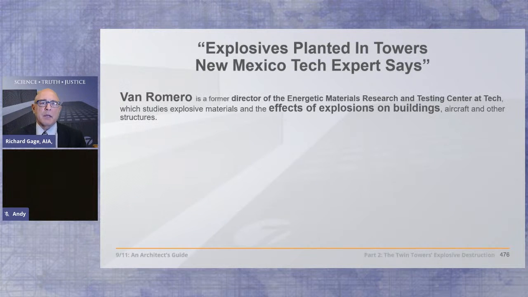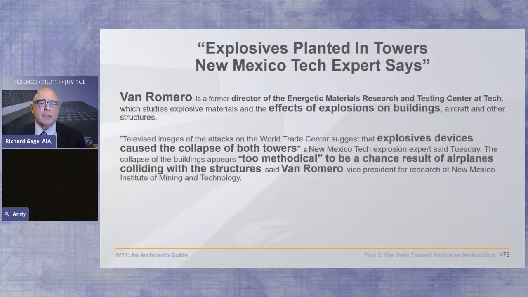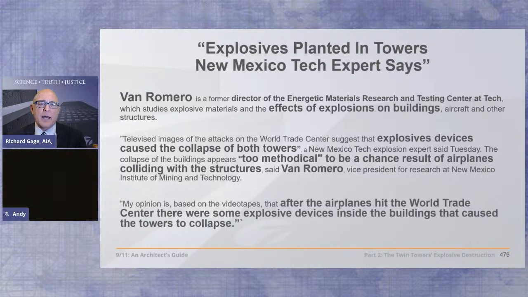Van Romero, New Mexico Tech expert: Explosive devices caused the collapse of both towers, too methodical to be a chance result of airplanes colliding with the structures. After the airplanes hit the World Trade Center, there were some explosive devices inside the buildings that caused the towers to collapse. Of course, he recanted this story, this opinion, because presumably his university, New Mexico Tech, gets lots and lots of federal grants.